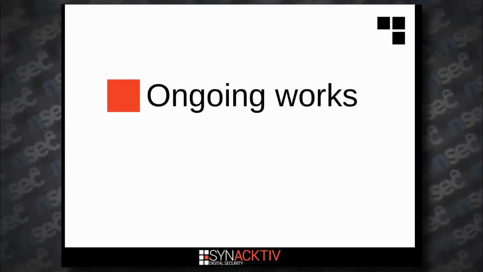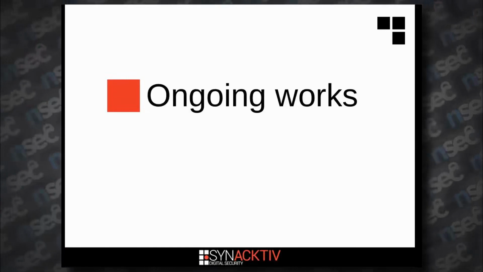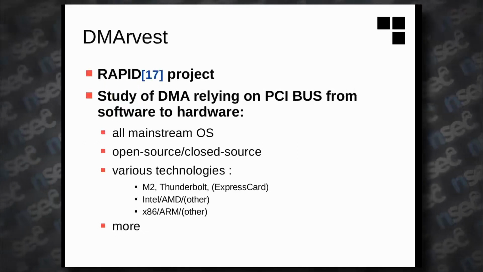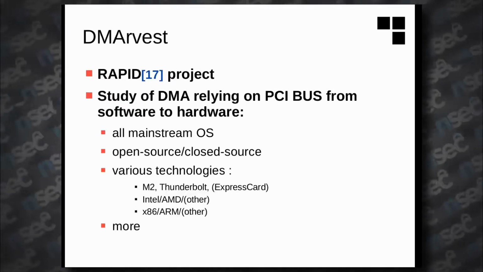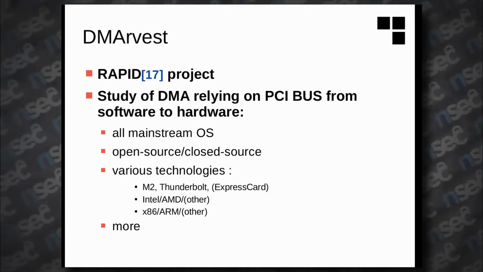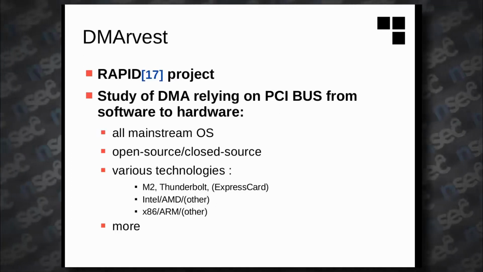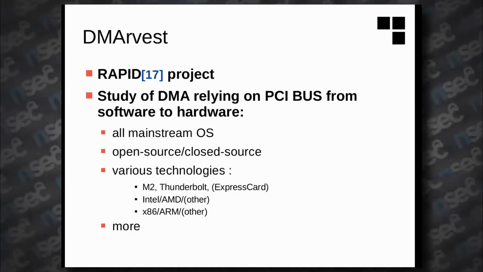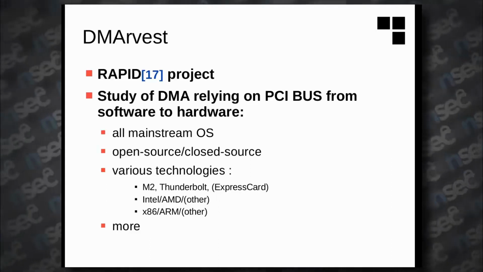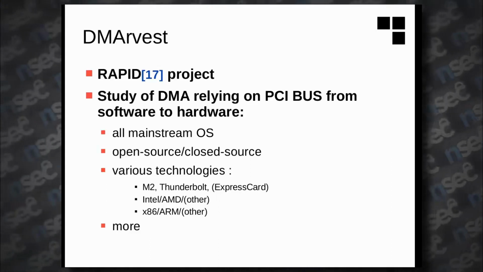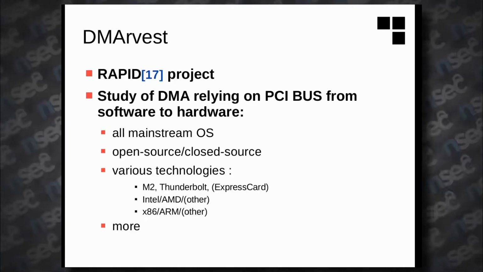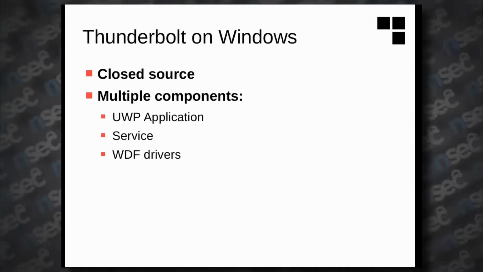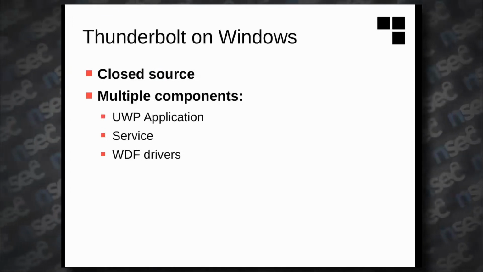We plan to go further than the state of the art. Our project is called DMA Harvest and consists in studying DMA subjects relying on a PCI bus, from software to hardware. We plan to look at each mainstream OS, whether open source or not, and various technologies such as M.2, Thunderbolt, etc., and also architectures like x86, ARM, etc., and much more. At the moment, we are studying Thunderbolt on Windows, and because it's closed source, we are reversing it.